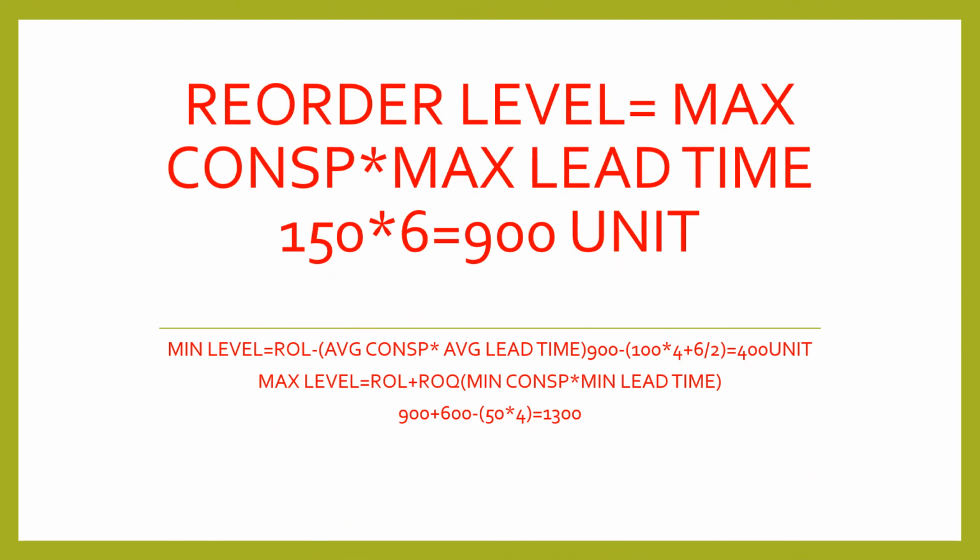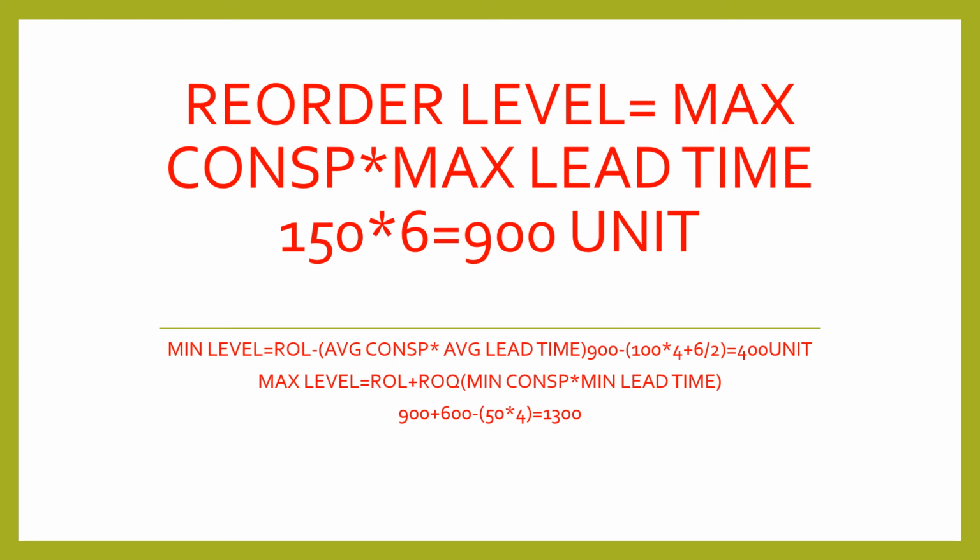Here we calculate the reorder level first. The formula of reorder level equals maximum consumption into maximum lead time, right? The maximum lead time is 6 and the maximum consumption is 150. By multiplying them, we get 900 units. So this is the reorder level. At 900 units, we need to reorder.